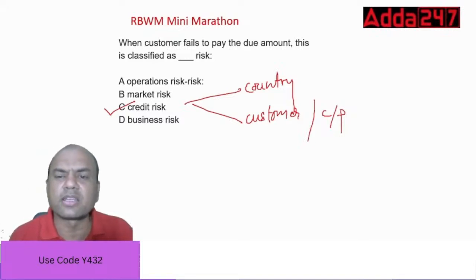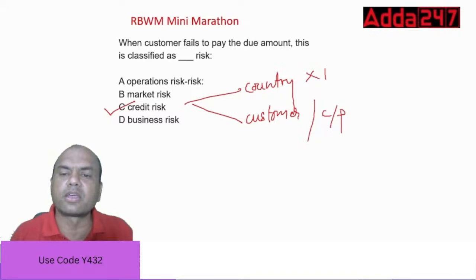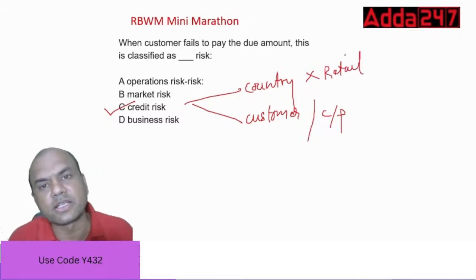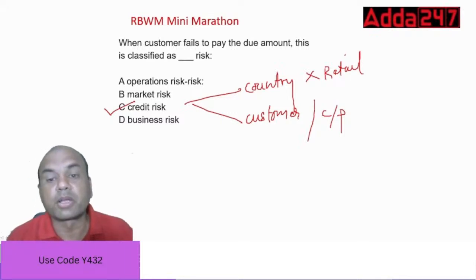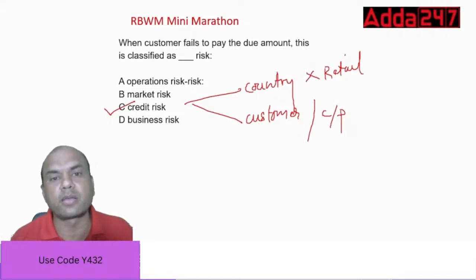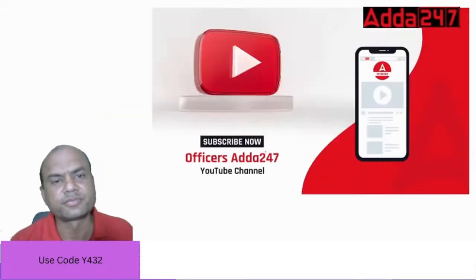This is not there in retail. Retail banking generally functions in a single country only. But customer risk is always there. Customer risk means the customer takes the loan and can't repay the loan. That is customer risk, isn't it?